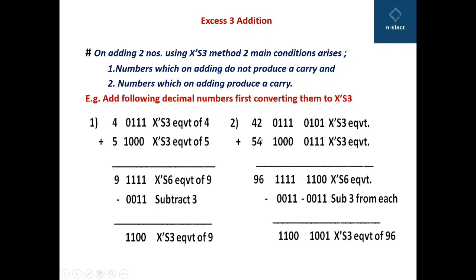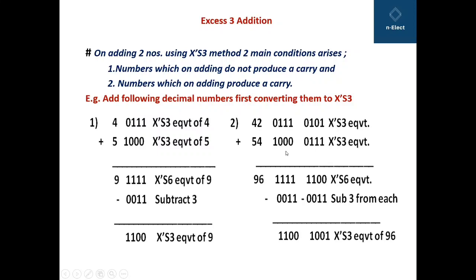Now here 4 plus 2 is 6, and 4 plus 5 is 9. Now we will take the XS3 code of each decimal digit. XS3 code of 4 is 7, that is 0111. XS3 code of 2 is 5, that is 0101. So this 0111 and 0101 is the XS3 code of this 42. For 54 we are using the same method. XS3 code of 5 is 8, that is 1000, and for 4 it is 7, so 0111.